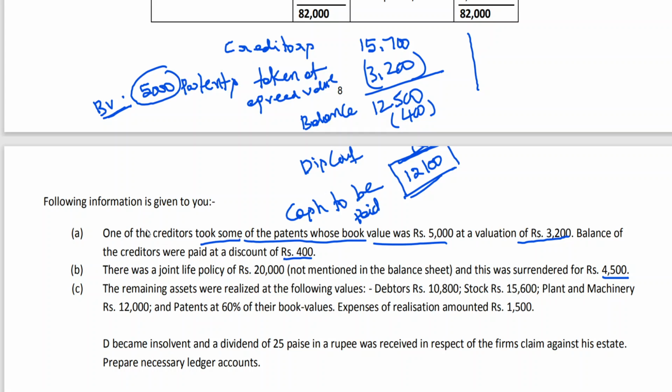Then the remaining assets are realized as follows: debtors 10,800, stock 15,600, plant and machinery 12,000, and patents 60% of their book values. 60% of book values means here patents realized.